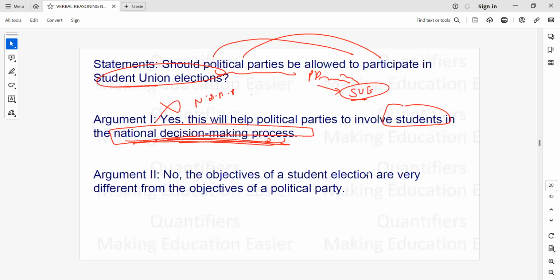No, the objectives of student elections are very different from the objectives of a political party. Now this sounds good, and this is actually your correct argument. Should political parties be allowed? No, because the objectives are totally different from the objectives of a political party. So there cannot be any kind of consensus for that matter.